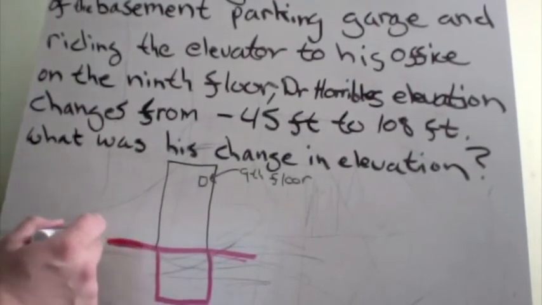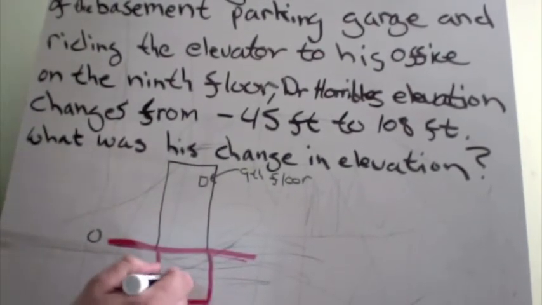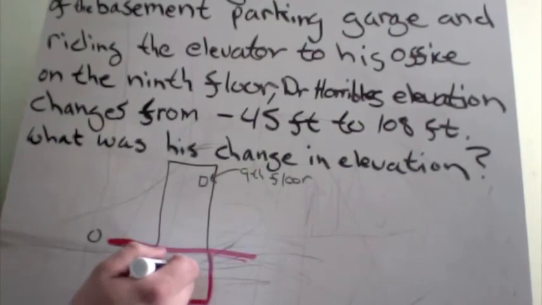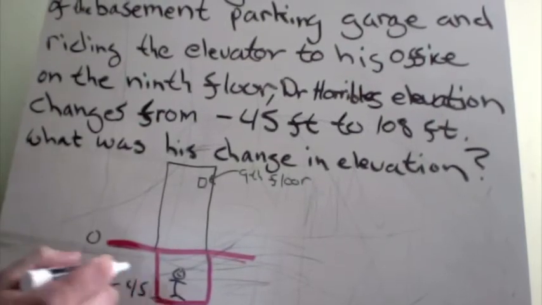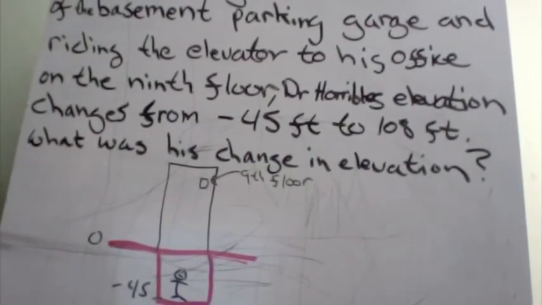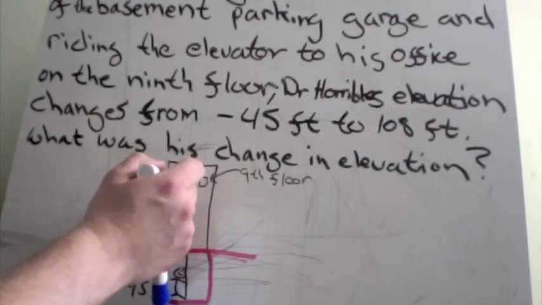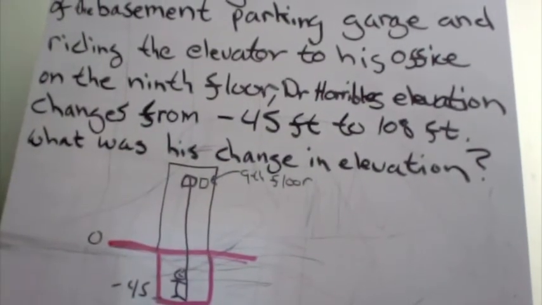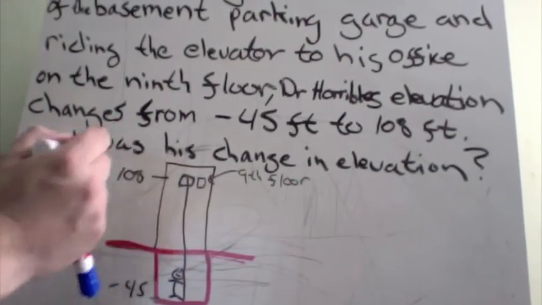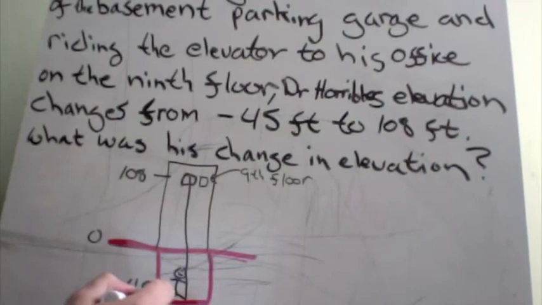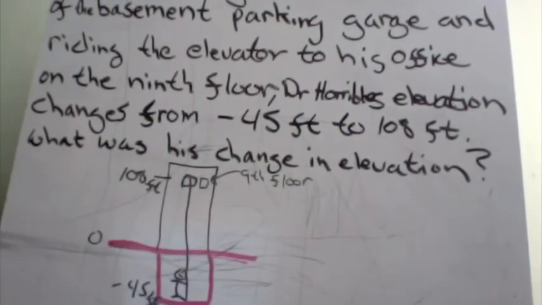Okay. So Dr. Horrible's elevation changed from negative 45 feet. So that means right here, at the ground level, our elevation is 0. Down here where he was, the parking garage, this is negative 45 feet. Okay? Then you rode the elevator, ding, ding, ding, up to the 9th floor, and the elevation there was 108 feet. Okay? So what was his change in elevation?